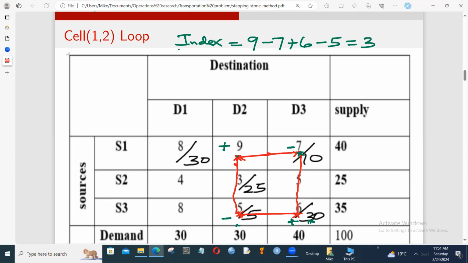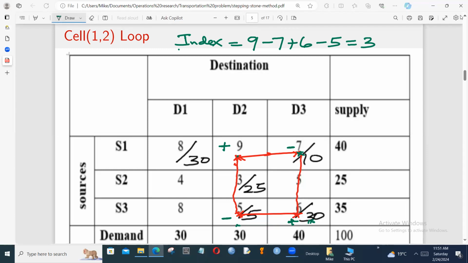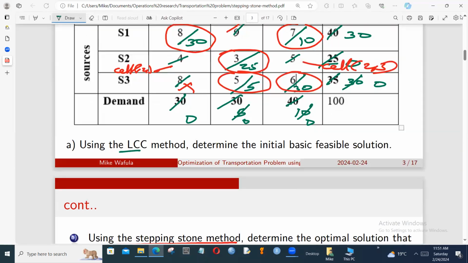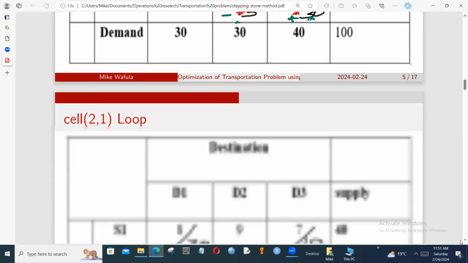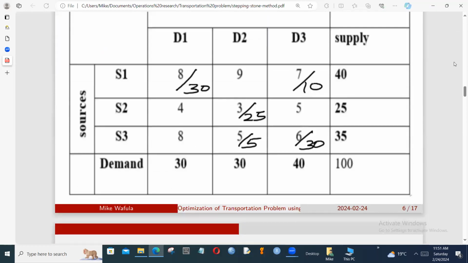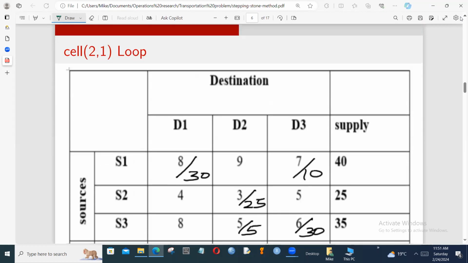Then we move to the next cell that was also not occupied or did not receive any units from the assignment made at the basic initial feasible solution. We had already mentioned them, but the next one now, maybe in the second row, could be cell 2, 1. And you also draw a loop and get its associated improvement index. So that's why we are now moving to the next cell. The first one has given us an improvement index, which is positive. So cell 2-1.